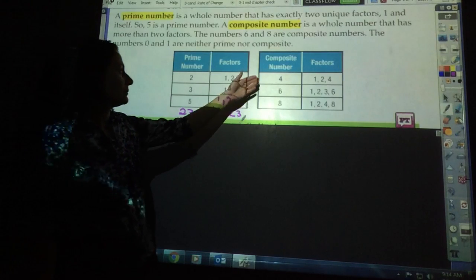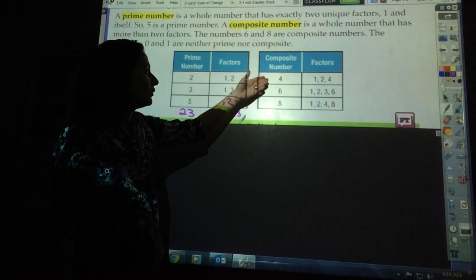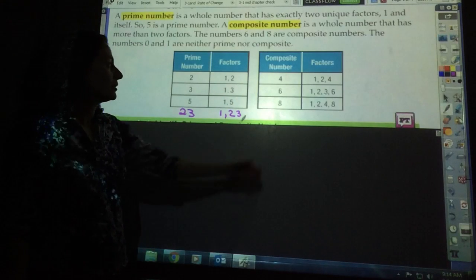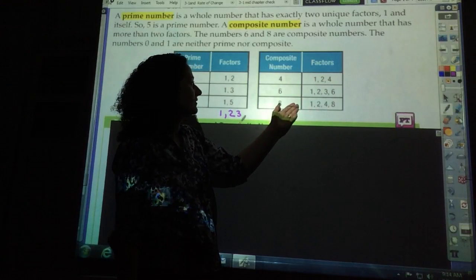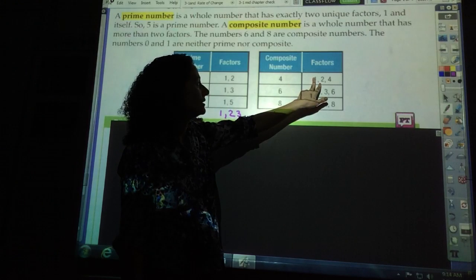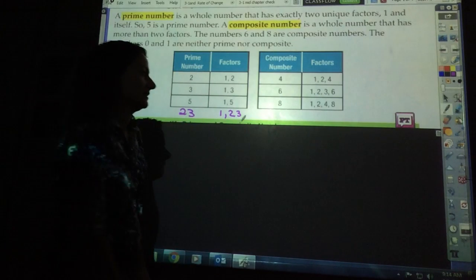So composite, we already mentioned 6 and 8. 4 is another example of a composite number. Look at all the factors of these. If it has more than 2, it is a composite number.